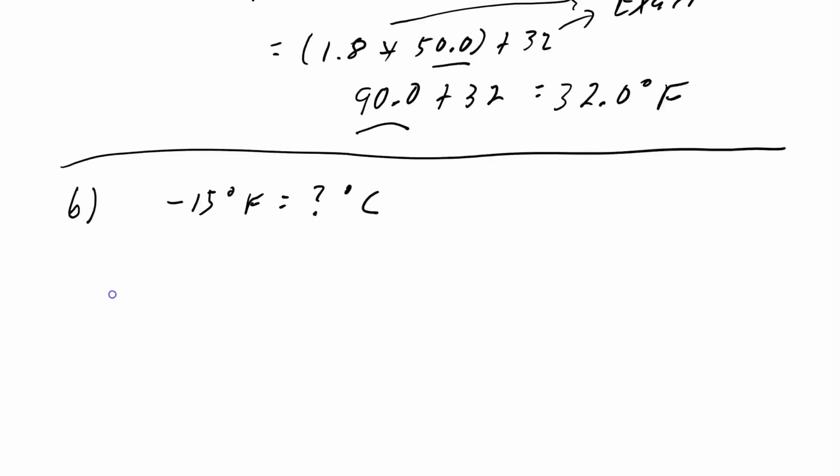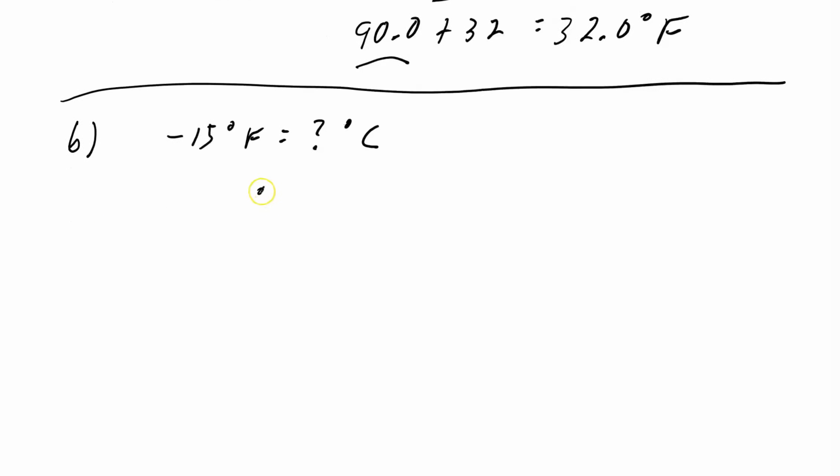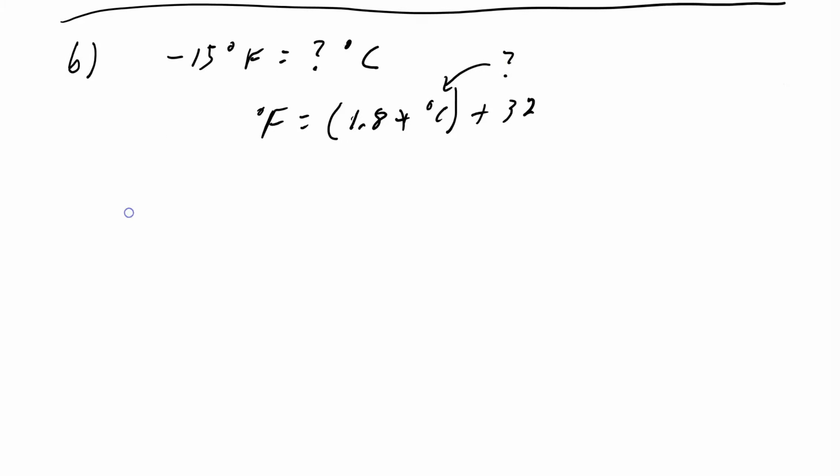Again, as a conversion between Fahrenheit and Celsius, we're going to use the same equation that we used in the previous problem, but we're going to have to do some algebra. Let's start with the equation as we learned it. Degrees Fahrenheit equals the quantity 1.8 times degrees Celsius plus 32. Now this time our unknown is degrees Celsius, so we've got to do a little bit of algebra here. So let's go through it in detail.